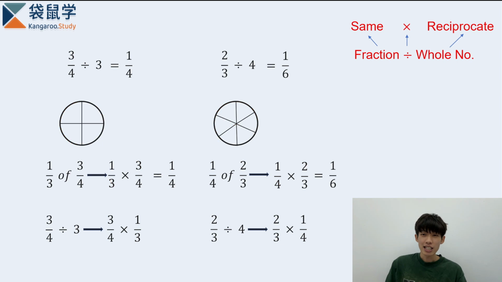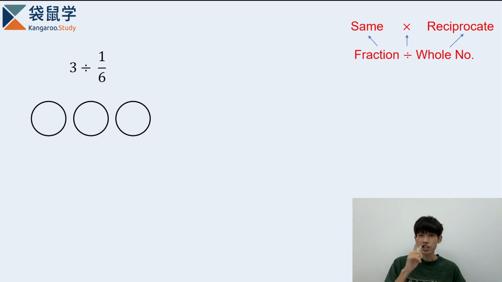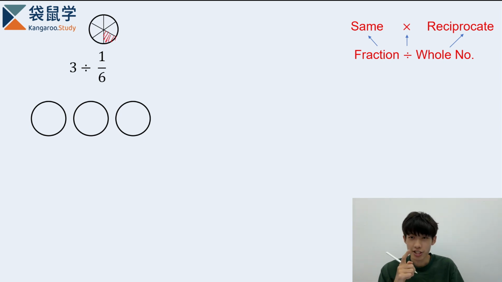And now, let's move on. If we have a whole number divided by a fraction, how can we understand this division? So still, if we have 3 whole pies, and now each day I can eat 1 over 6 of a pie. So first of all, let me show 1 over 6 of a pie by cutting this into 6 parts, and let me shade one of them. So the shaded part represents the amount of pie I can eat each day, and how many days can I eat from these 3 whole pies?